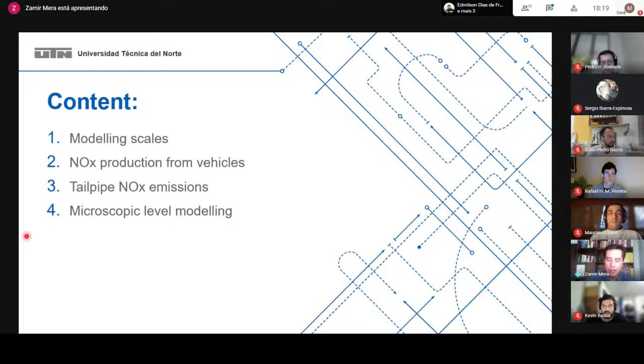The content of my presentation is a brief introduction to modeling scales. Then I will talk about the NOx production from vehicles, of course the tailpipe NOx emissions, and some aspects of a modeling level, a microscopic modeling level.